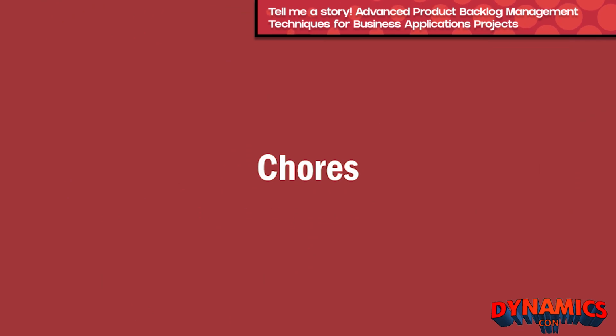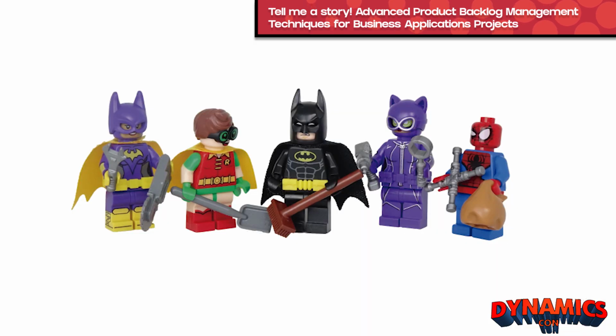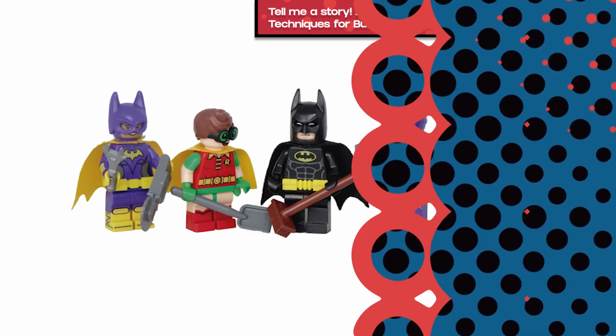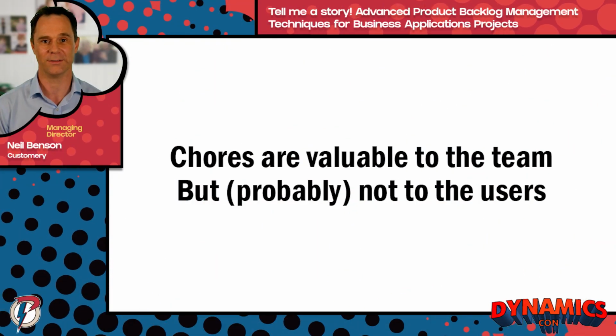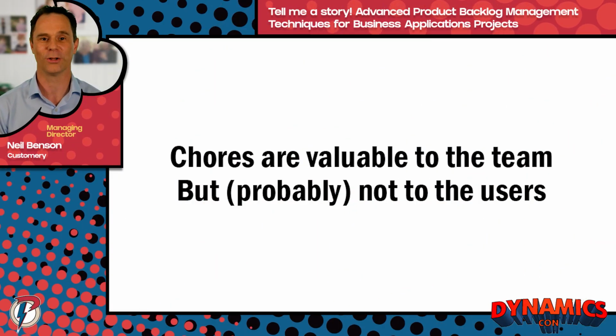Chores. Next, we'll look at another type of product backlog item called chores. A chore is a product backlog item that the development team needs to get done, but doesn't provide any obvious benefit for your business applications users. Chores are valuable to the development team, but probably not to your applications stakeholders, at least not directly or immediately.